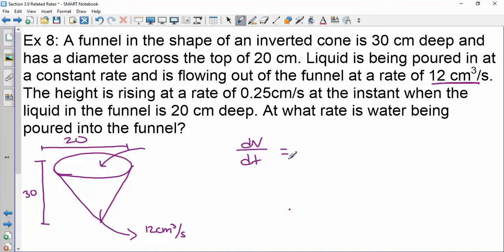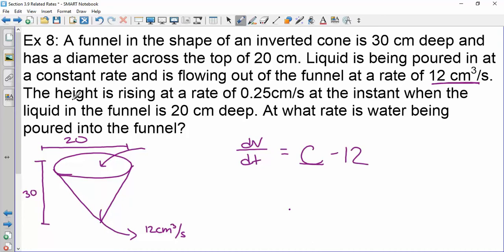We have water coming in and coming out. If I said it was going in at a rate of 20 and coming out at a rate of 12, what would the change in my volume be? 20 minus 12. So we need to know however fast it's coming in minus 12. Now, I didn't tell you how fast it was coming in. All I told you was that it is a constant rate. So I'm just going to call that C for a constant. However fast it's coming in minus 12.